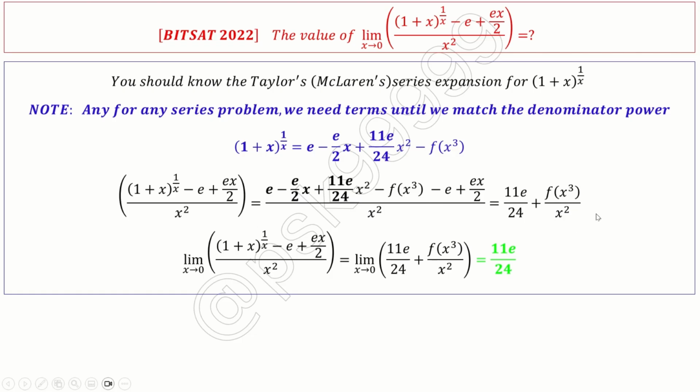Now here I always get one x term, correct? So when the limit x tends to 0, this is the constant term which is out there, and here I always have one x term, so it will become 0. So the answer is 11e/24. That's the answer of this one. This is an example of a problem which is a straightforward substitution of Taylor series. This is how you can take advantage of Taylor series. Yeah, next.